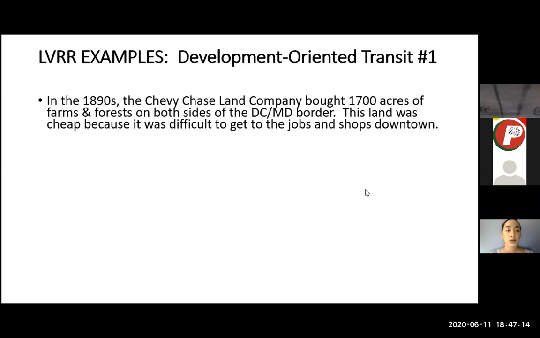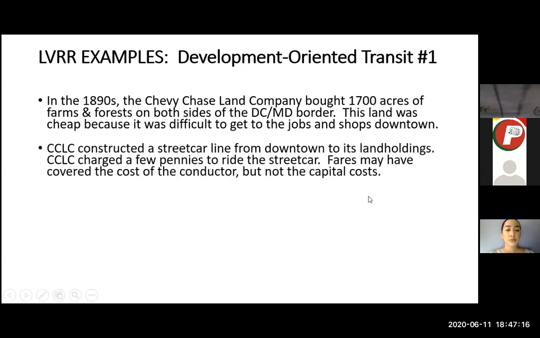Now, the Chevy Chase Land Company, at its own expense, constructed a streetcar line from downtown DC out to its land holdings in the northwest quadrant, and they charged a few pennies for people to ride the streetcar. Now, this small fare probably covered the cost of the conductor, but there's no way that this fare covered the cost of the rails or the streetcars themselves.